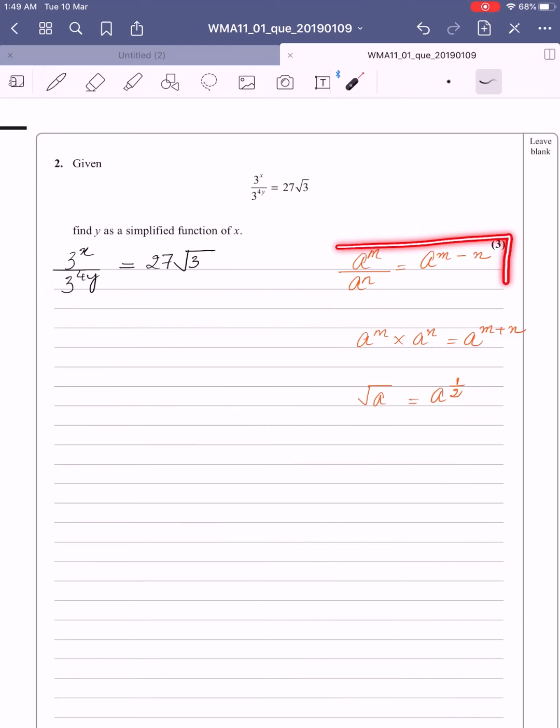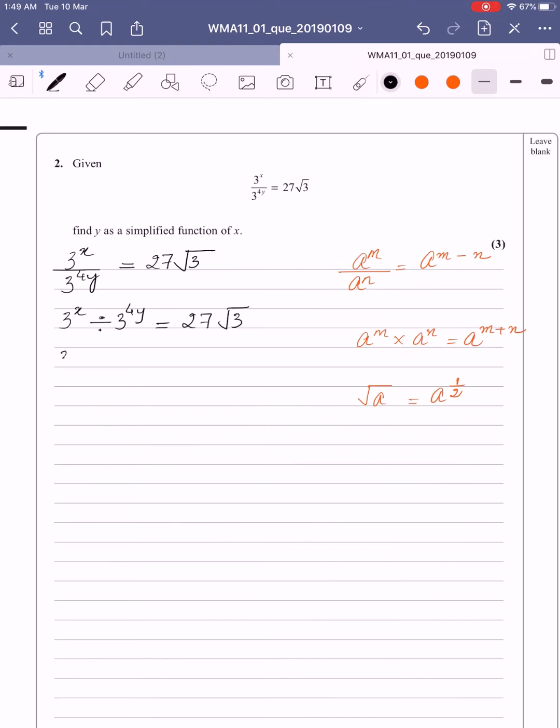On the right hand side, we have the rule which says when we have a to the power of m divided by a to the power of n, which means when bases are the same and they are divided, then the powers are subtracted. So we will follow the same. We have the same base 3 to the power of x, which is dividing 3 to the power of 4y, and it gives 27 root 3. So we will subtract the powers: 3 to the power of x minus 4y.